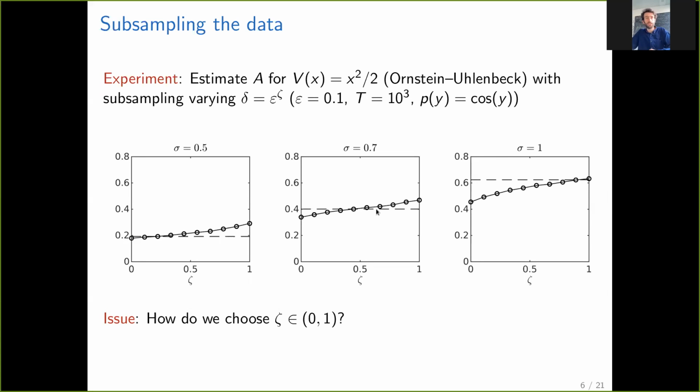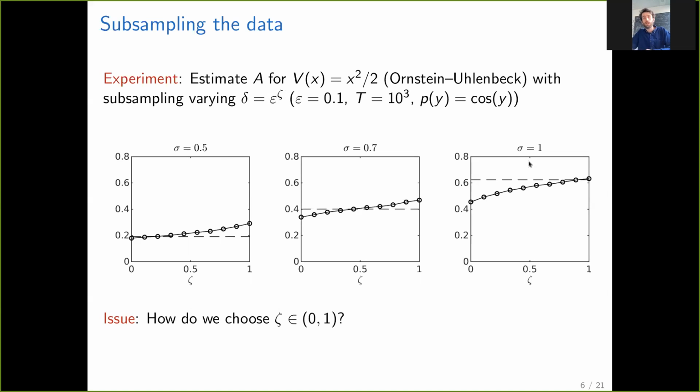They're still a good approximation of the effective drift coefficient, which is this horizontal dashed line. But we already see that for 3 different values of the diffusion coefficient, the estimator seems to perform better in one case if you take delta 1, here somewhere in the middle, so delta to be square root of epsilon, and here somewhere at the right end of the spectrum, so somewhere around delta being just epsilon.